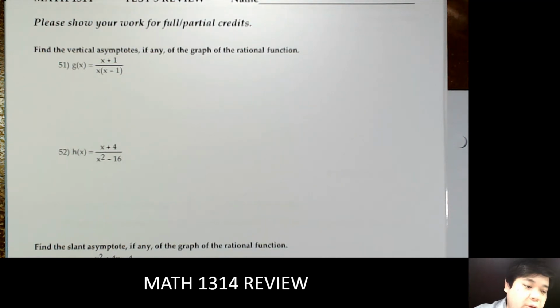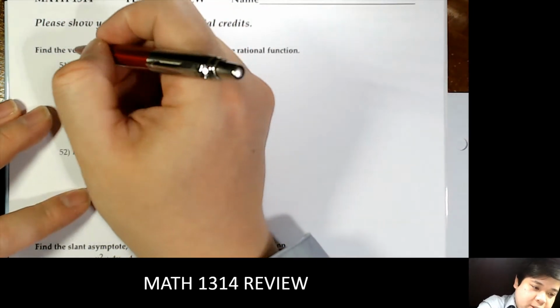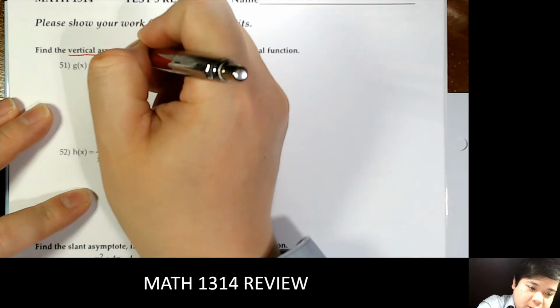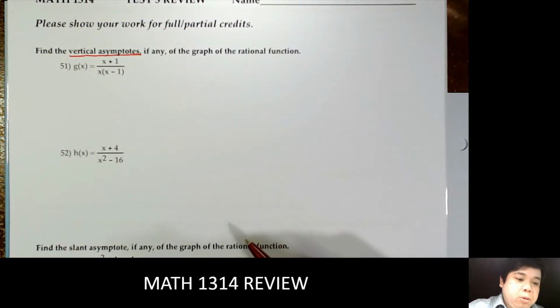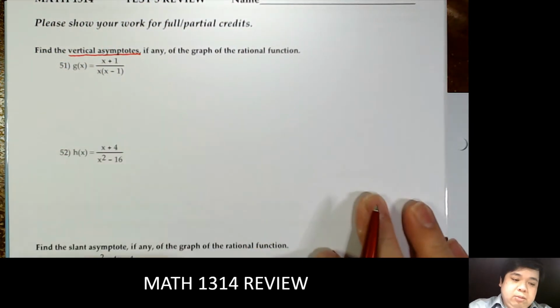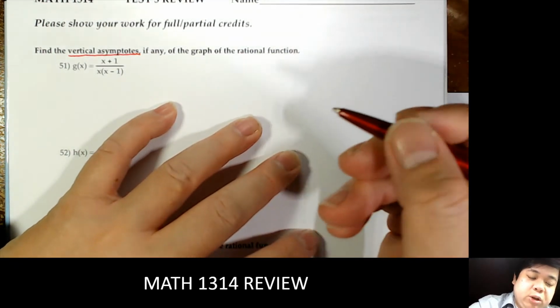We continue to review in Course Algebra. First, we have the vertical asymptotes. For vertical asymptotes, we need to find these two things.